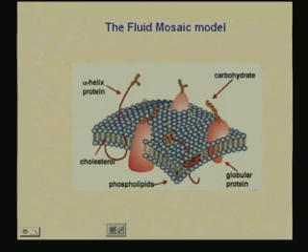In our next class, we will see how we have this membrane transport and how the specific ions are transported from the inside to the outside and the outside to the inside of cells.